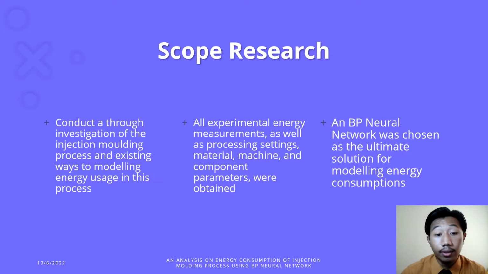Then for the scope of research, for the first one, we conduct a thorough investigation of the injection molding process and existing ways of modeling energy usage in this process. All experimental energy measurements, as well as processing settings, material, machine, and component parameters were obtained. Then, the models were run on the data from the experiments, and the results were compared to energy consumption measurements. Last but not least, backpropagation neural network was chosen as the ultimate solution for modeling energy consumption, as in the title of this final year project.